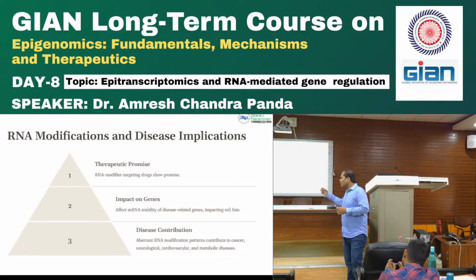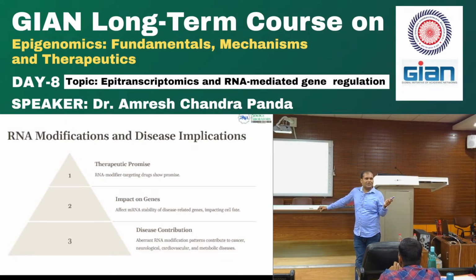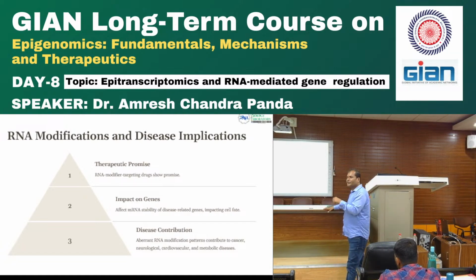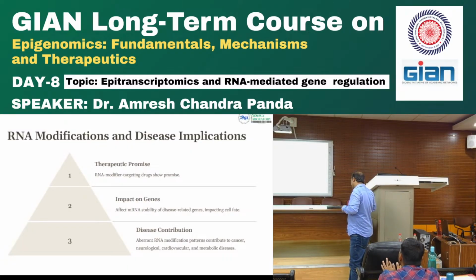Suppose you say M6A is causing cancer in general, so that's not true, but I'm saying, yeah, as an example. So if you express the erasers and erase the M6A, you might reverse the effect. So those are the applications, how we can use these modifiers or erasers for our use in the disease conditions.